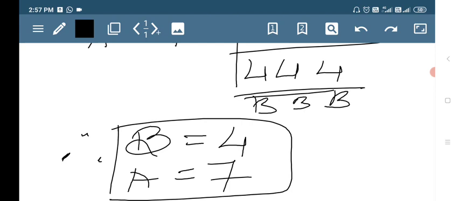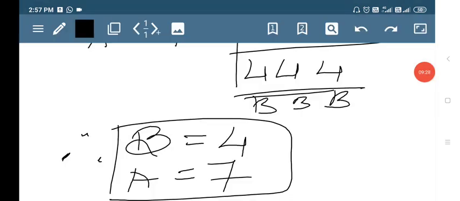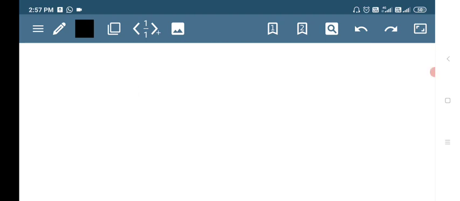I hope you people have done the addition. If you have not done, do the remaining part with the addition. Fine. So now I will go for the divisibility test.